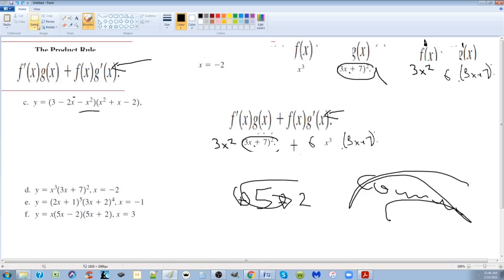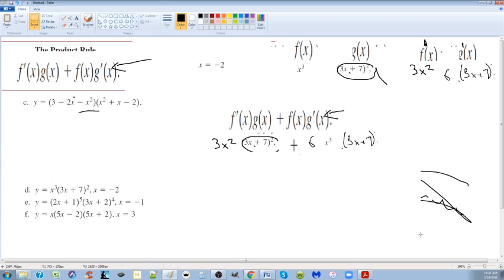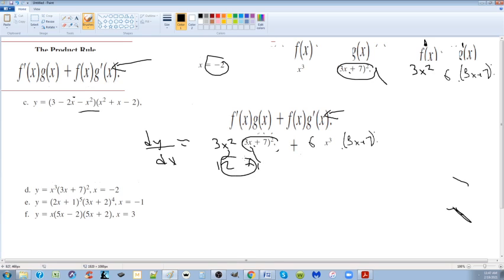Now, here we have a function. This is a derivative equation, the derivative of y. We can just take our minus 2 and plug it in. 3 times minus 2 minus 6 plus 7 minus 1 squared plus 1. Minus 2 squared is 4, times 3 is 12. 12 times 1 is 12.